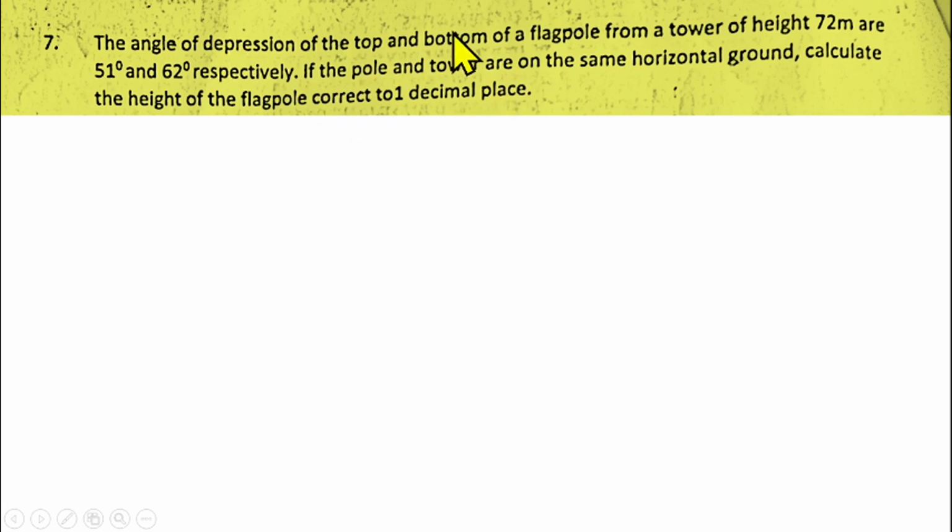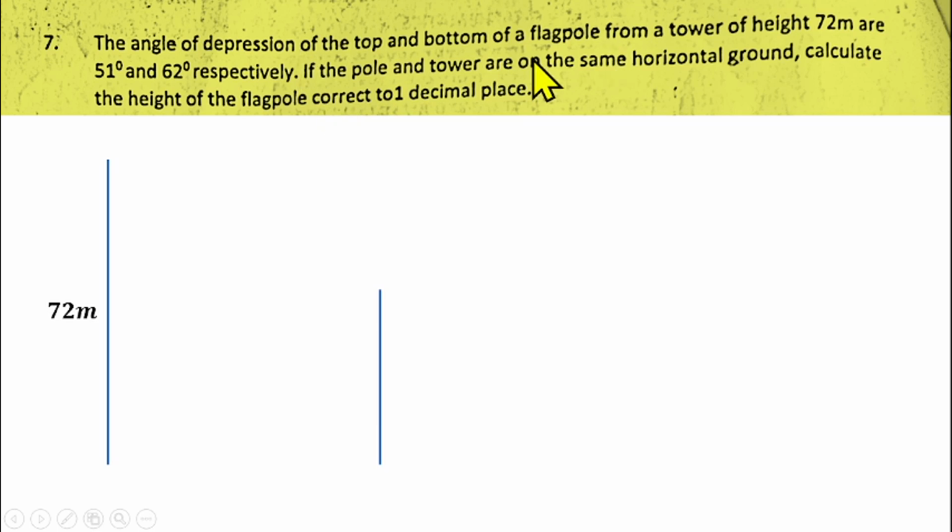We have a flagpole, and we have a tower. The tower is meant to be taller than the flagpole, so one should be longer than the other. This is the tower, and we are told that it's 72 meters high, and this is the flagpole in front of it. They are both on the same horizontal level.